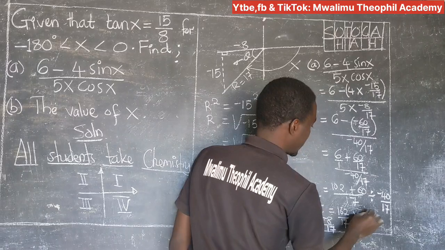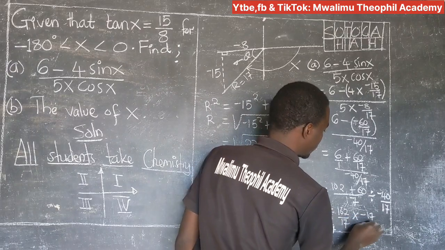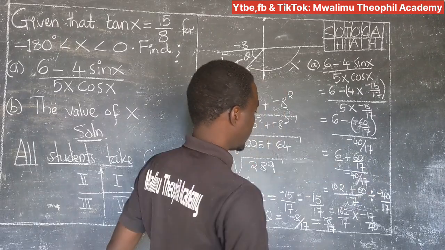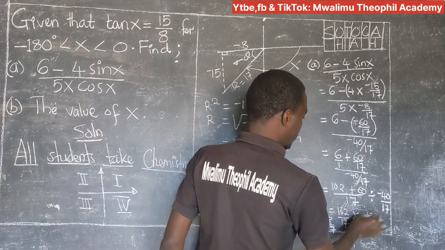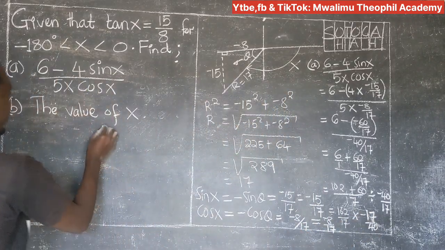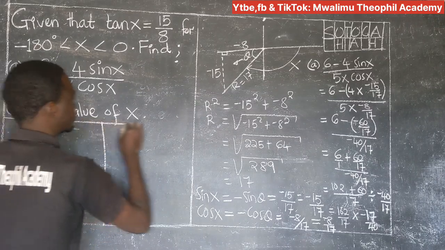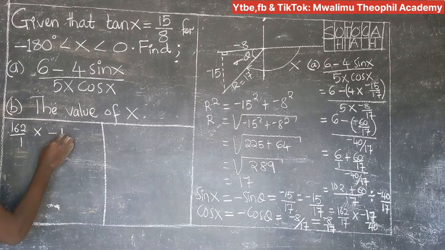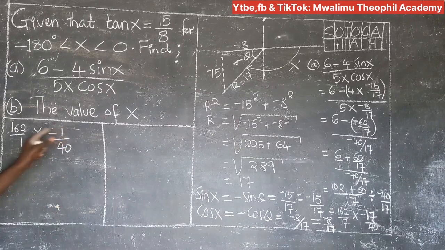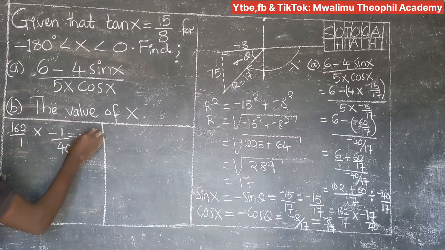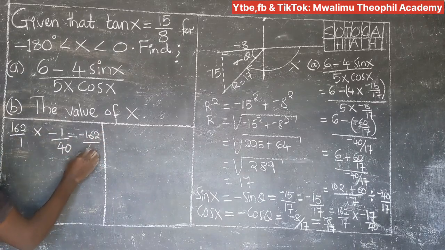Now we're going to multiply by -17 over 40. I have computed this. Now 17 will cancel out with the 17. We are going to have 162 divided by 1 times -1 divided by 40, where 17 and 17 cancel out. Now here we're going to get 162 times -1, which is -162, divided by 1 times 40, which is 40.